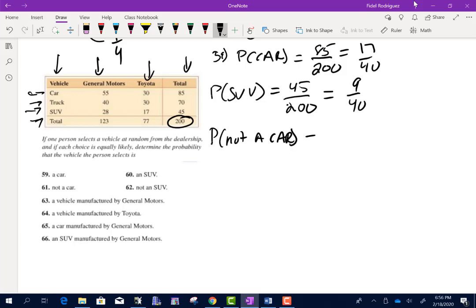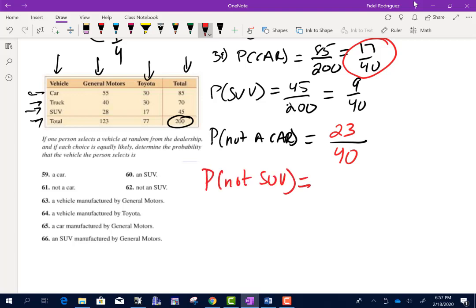So guys, just like we did before, if we already know that 17 out of 40 is going to give me a car, how many would not be a car? All I'm going to do is subtract. What's 40 minus 17? That's going to give me 23. All right, not an SUV. If I know that 9 out of the 40 are an SUV, then I have to know that 31 out of the 40 would not be an SUV, right?